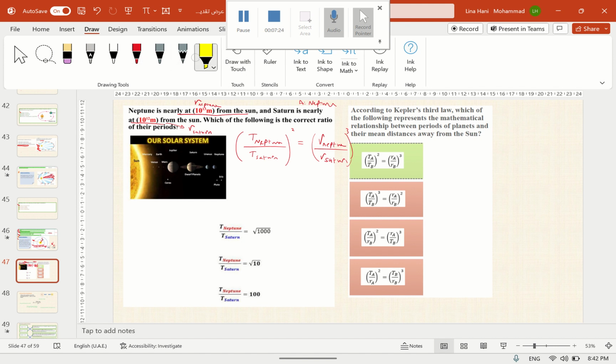Now he wants me to find the ratio of their periods. So this is the unknown: T Neptune over T Saturn, and you can figure it out from the options. In the calculator, the whole thing is the unknown, so I'm going to replace it with X. R Neptune, as given in the question, is 10 to the power of 13, and R Saturn is 10 to the power of 12. Don't forget the cubed.